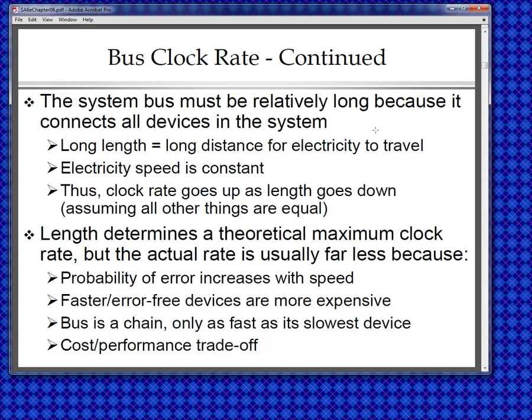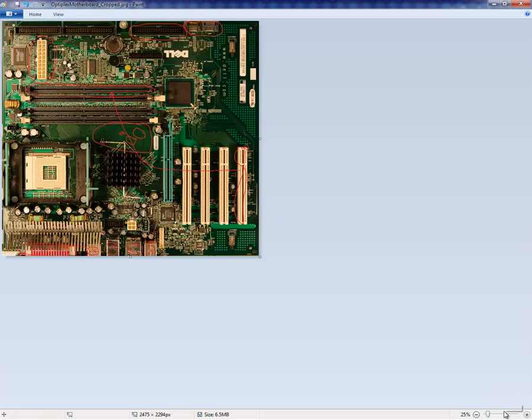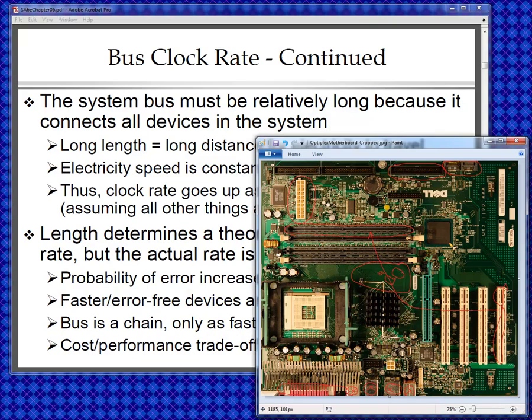Now, we've kind of discussed this issue of length. The system bus has to be relatively long because it connects all of the devices in the system. Back to this motherboard. Let me shrink it down here a bit. It doesn't look like much in this picture, but the whole length of this was probably about 8 or 9 inches, and it's probably about 7 or 8 inches up and down. That doesn't sound like much, but in the world of electricity, moving at gigahertz speeds, 8 inches is a long way to go.